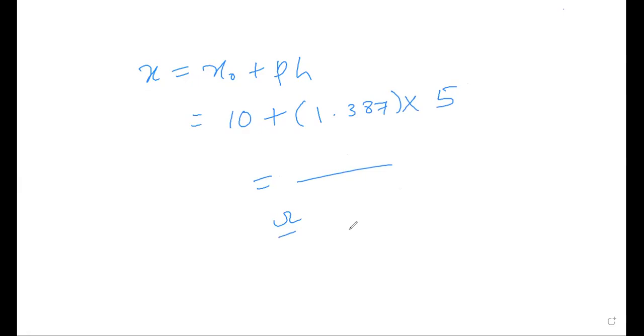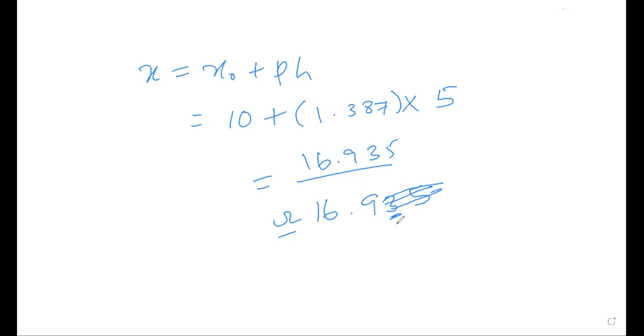Okay, good. Can you answer the others too? The value is 16.935. What about this one? If they are asking for 1 decimal place, it should be 9, isn't it? Because this is a 3, no? So it won't be 17.